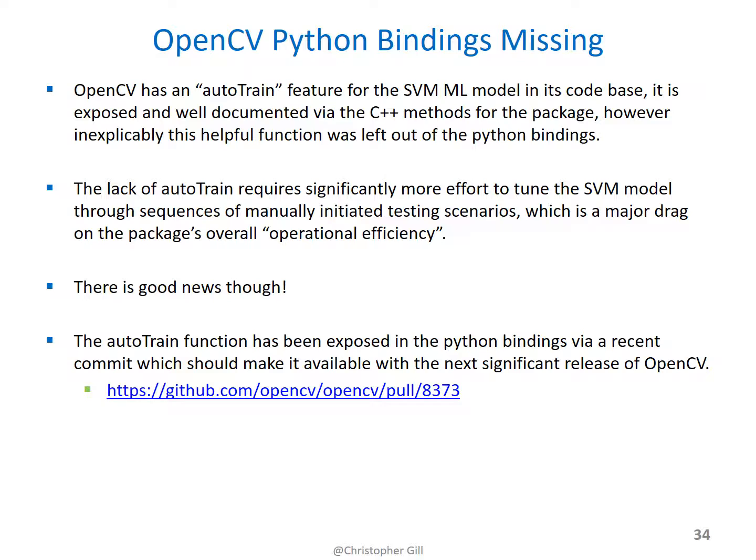Another hindrance to the test was that there are several Python bindings missing, most notably SVM's autotrain function. These functions exist in the C++ packages, but have not been exposed to the Python packages. The good news is that the pull requests are in place for these to be in the next version of OpenCV. However, they could not be evaluated as part of this report.